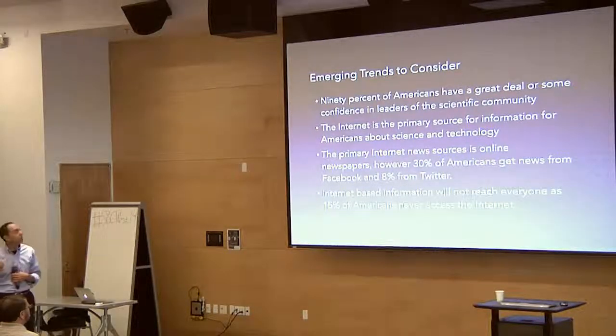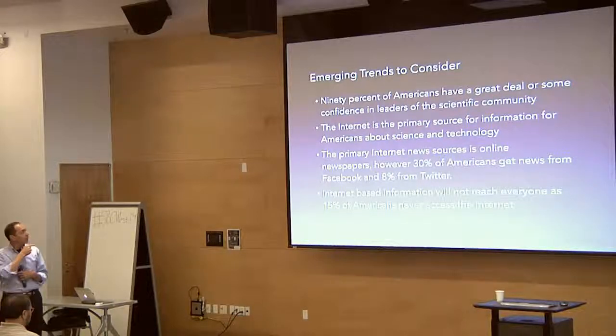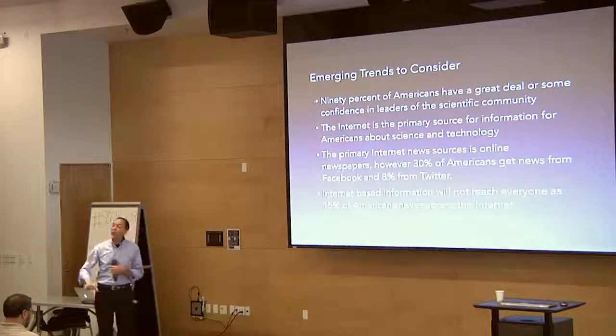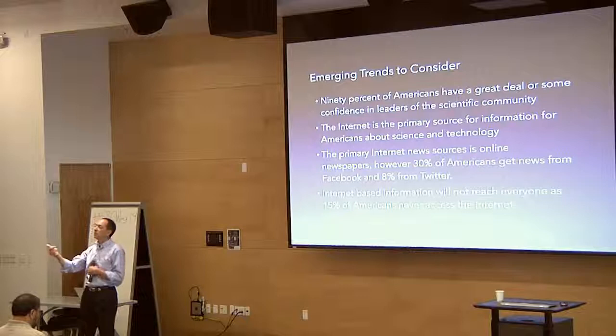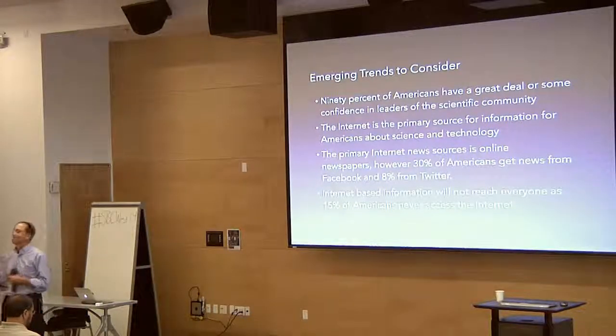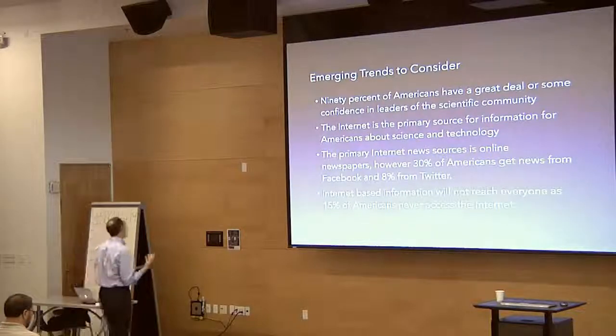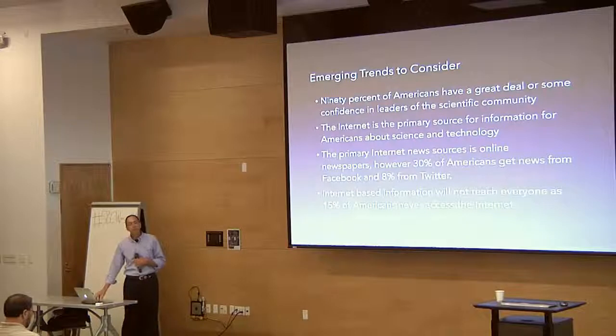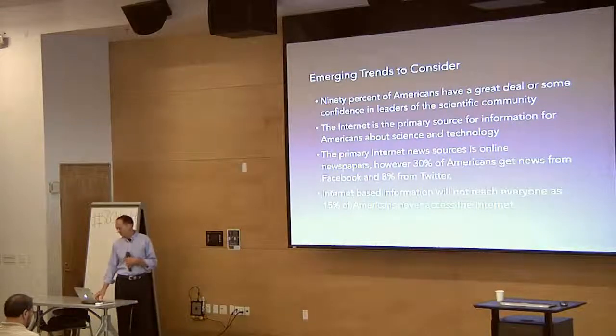So newspapers are still a big part of that, but 30% from Facebook and 8% from Twitter, and these data are old now, and I bet you those numbers are higher. But we have the flip side of this. 15% of people don't have access to the internet. This and other factors that I talked to you about so far led to this research project that I'm going to talk about.